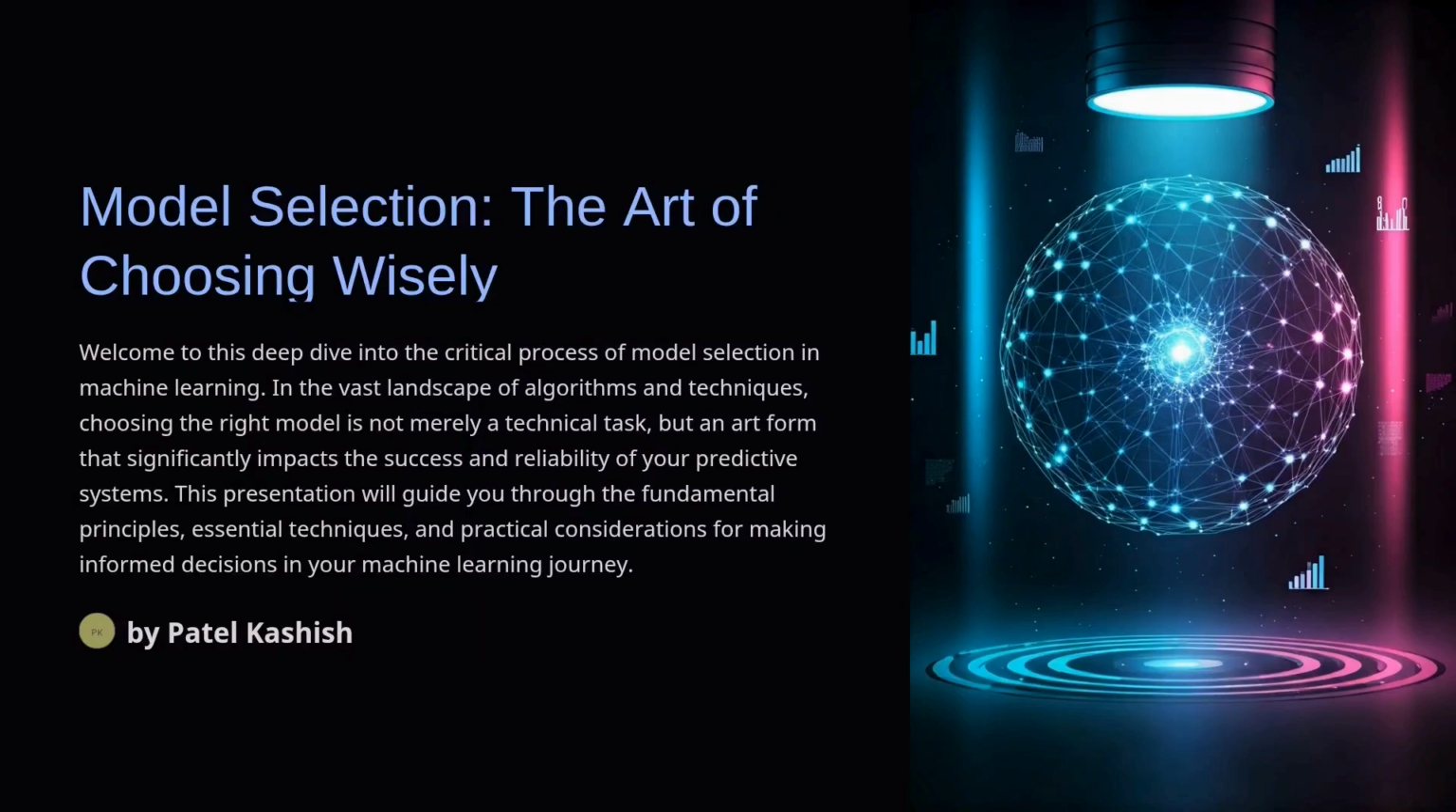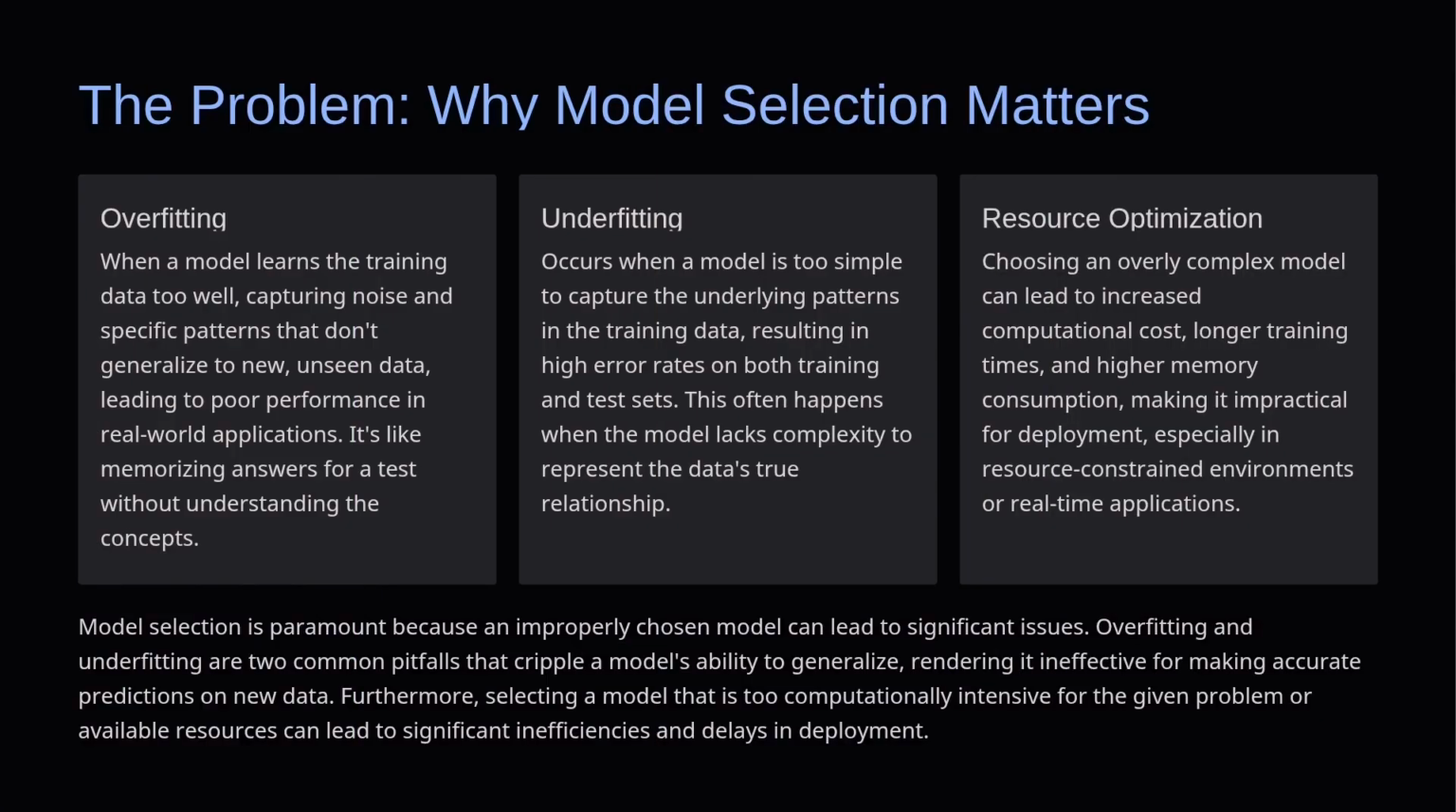Hello everyone, I am Kashish Patel and today I am thrilled to guide you through one of the most critical processes in machine learning, which is model selection. In a world overflowing with algorithms, choosing the right model isn't just a technical decision, it's a strategic one. So, this presentation will explore key principles, practical techniques and examples to help you make confident and informed choices in your ML journey. So, let's begin with the importance of model selection.